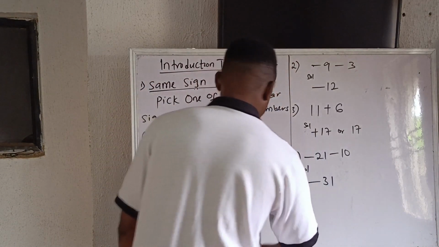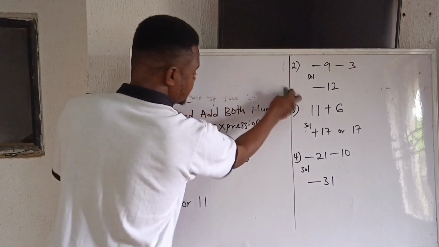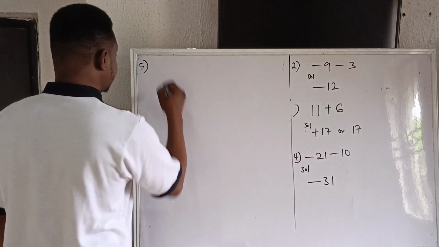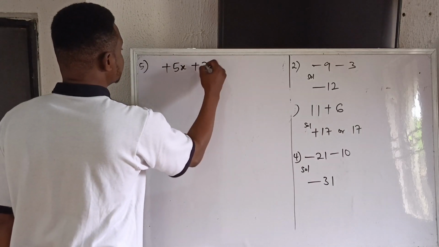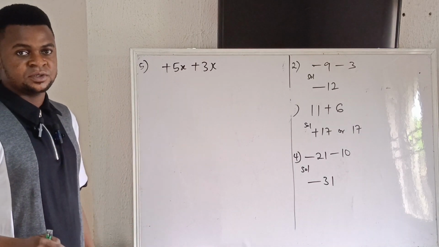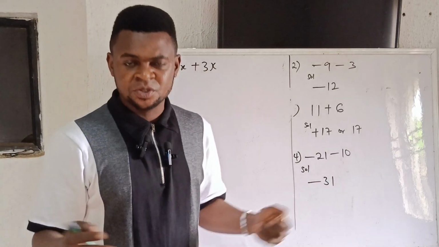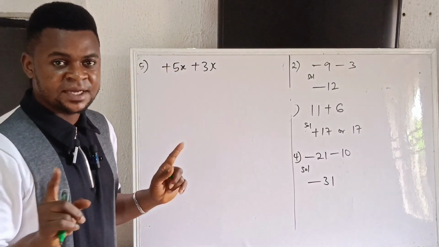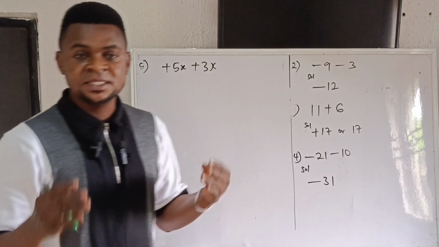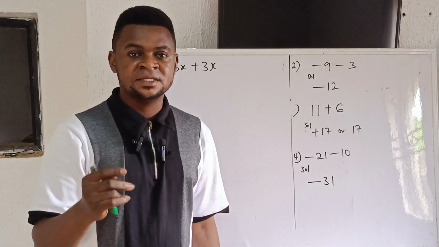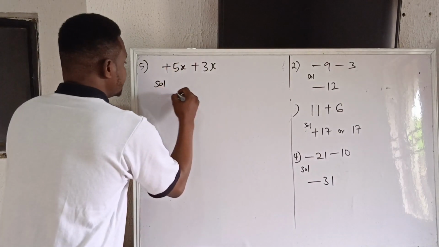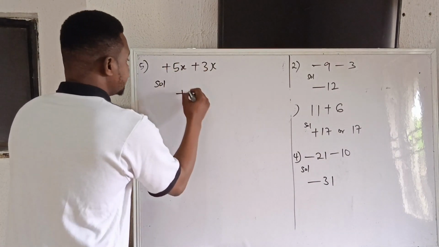Example 5. If we're told to simplify plus 5x plus 3x. Now these already have variables attached, so this is an algebraic expression. If you're asked to simplify something like this, it shouldn't scare you. First of all, identify the signs. The sign for 5x is plus, the sign for 3x is also what? Plus. It means that they have the same signs. And once they have the same signs, all you need to do is pick one of the similar signs and add. So from here, I'll pick one of the similar signs, which is plus. 5 plus 3 gives us 8.